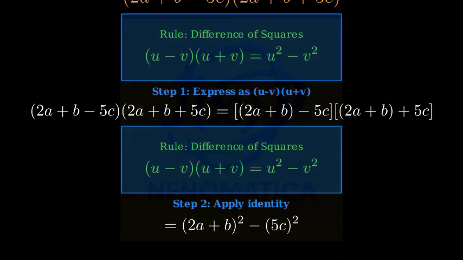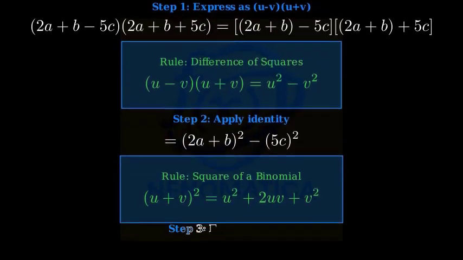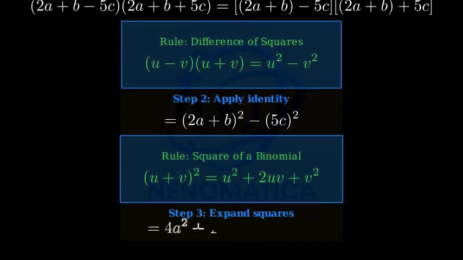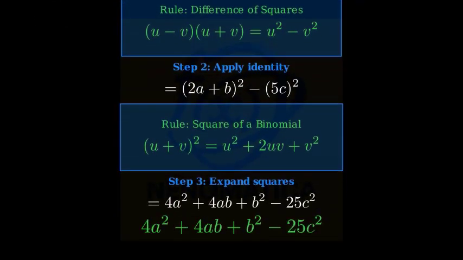Now we need to expand the squared terms. For the first term, we use the square of a binomial formula: (u + v)² equals u² + 2uv + v². So (2a + b)² expands to 4a² + 4ab + b². And (5c)² is simply 25c².